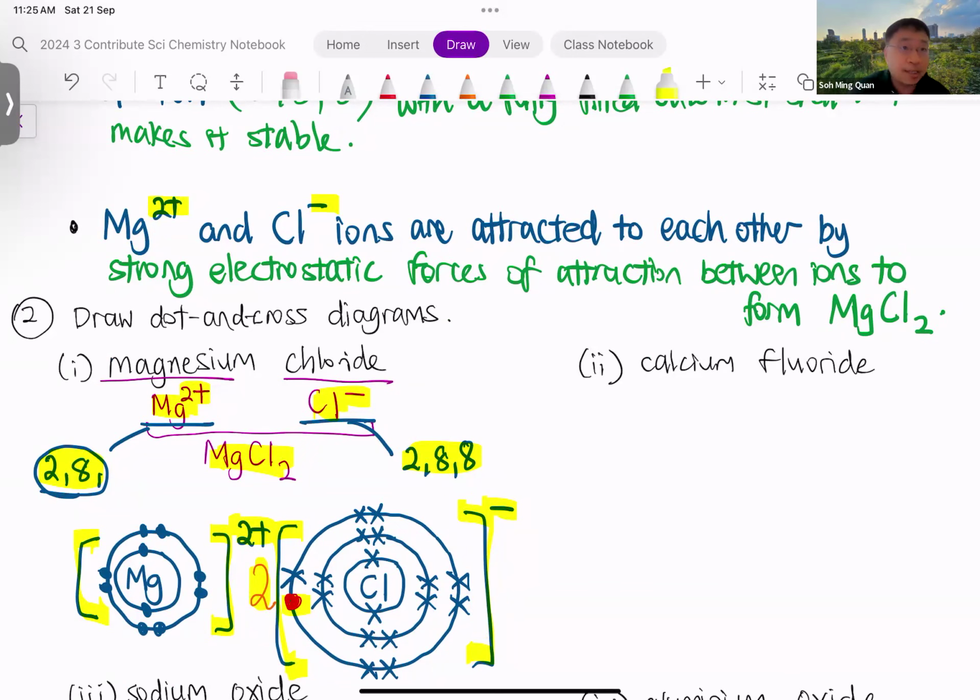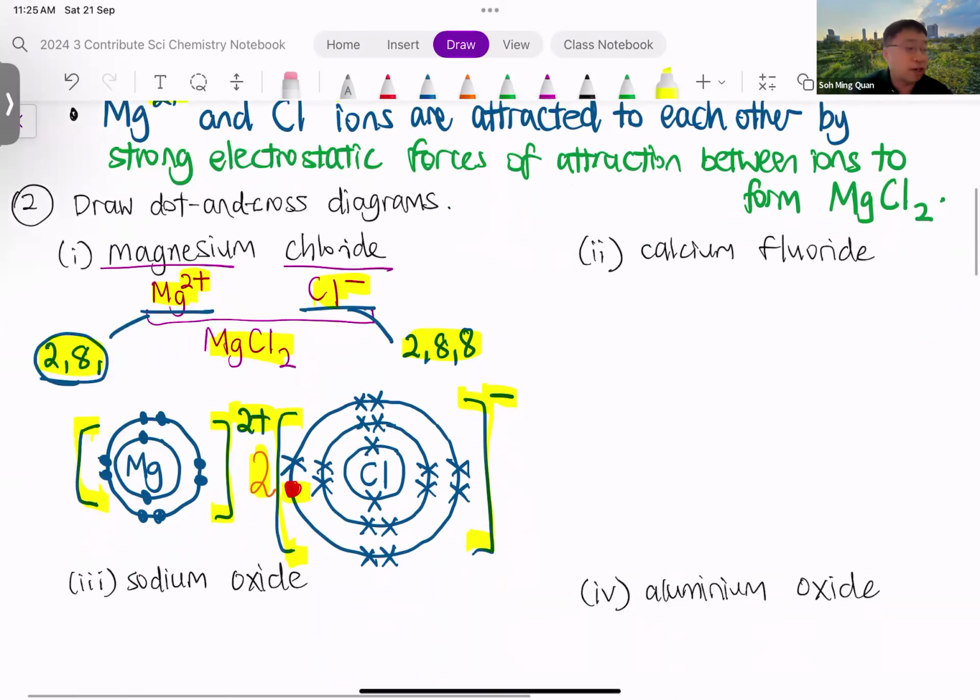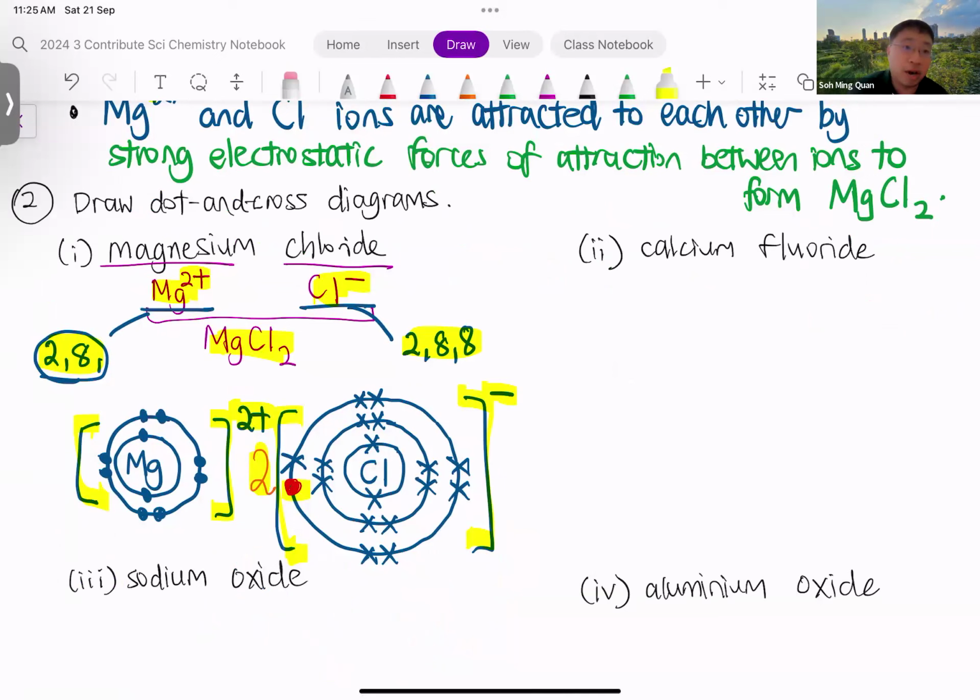So right now, instead of me going on, can I encourage all of us to work on the dot and cross diagrams for the next three ionic compounds. You can tell they are ionic compounds because they all have a metal and a non-metal. So calcium is a metal, fluorine is a non-metal. Metal plus non-metal forms ionic compound like this. Okay, sodium, metal, oxygen, non-metal.